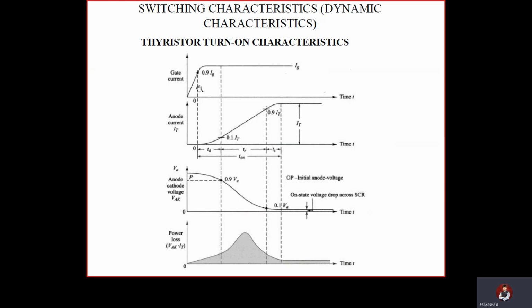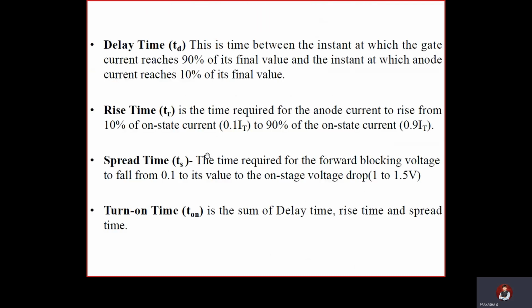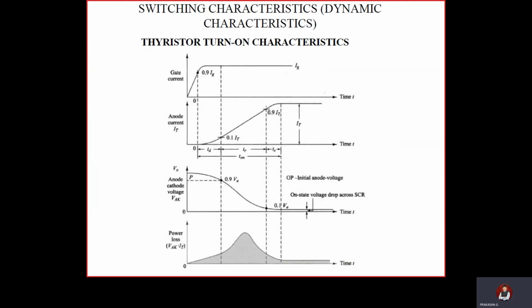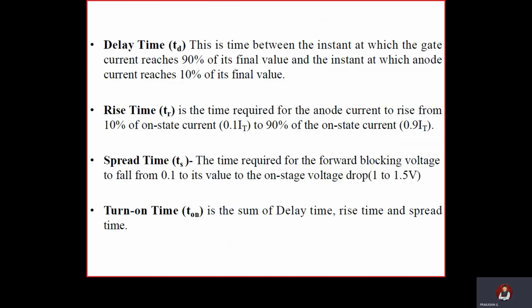0.9 Ig is given and kept constant, then the anode current keeps on increasing. At some time it is also going to get saturated. The anode cathode voltage keeps decreasing. Obviously it's going to decrease: it triggers, the voltage drops. So the pulse power loss will come like this. Gate current has come here. This is the TD difference: the delay time, rise time, spread time, and turn on time. If you know this graph and these four, definitely you are going to get minimum 6 to 8 marks.